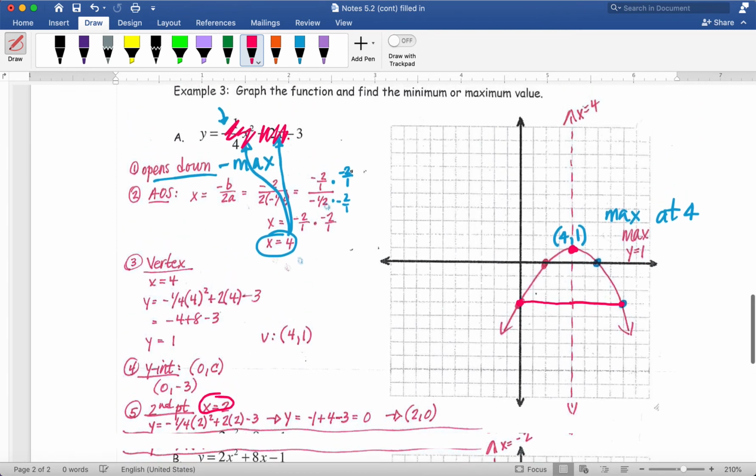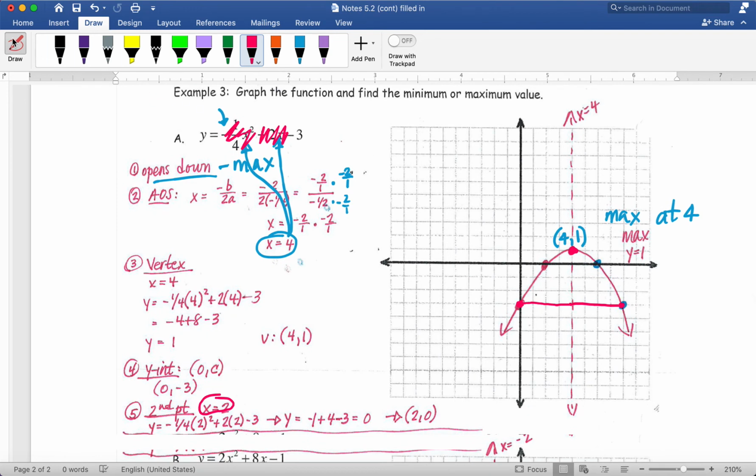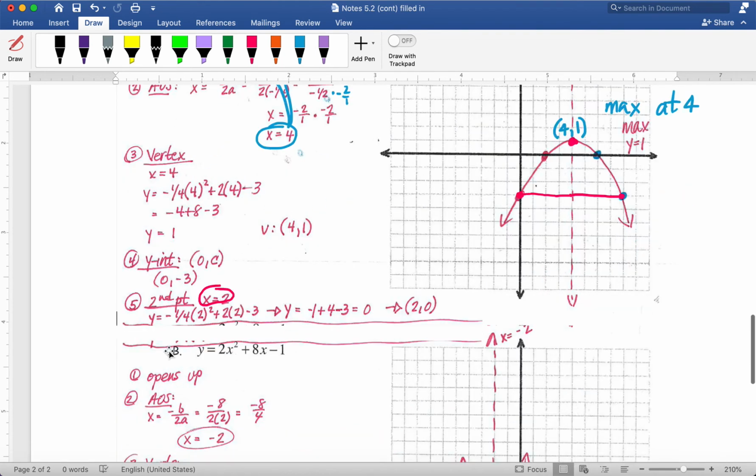Substitute it again, just like we did up here for the zeros. You're going to substitute the 2 in there this time. And when you do that, you find that that point has coordinates 2, 0. So we're going to plot x is 2, y is 0, and this point is 1, 2 units to the left of the axis of symmetry. Its corresponding point would be 1, 2 units to the right of the AOS. Okay, and then you connect with a nice, smooth parabola curve.